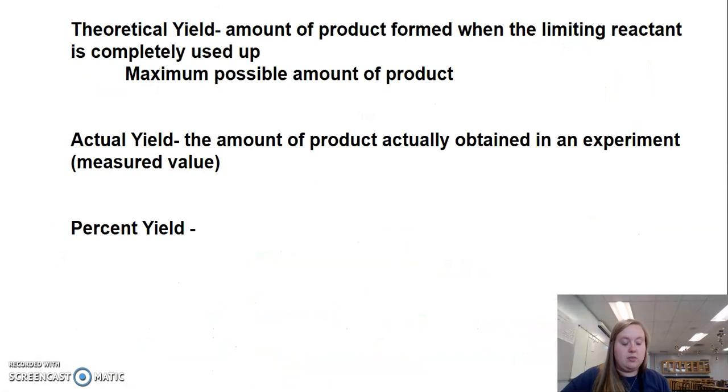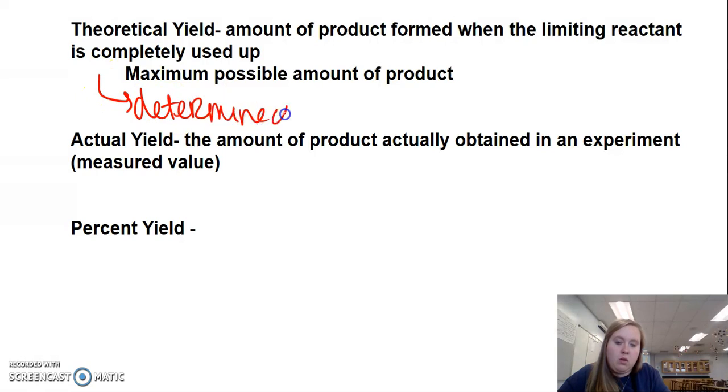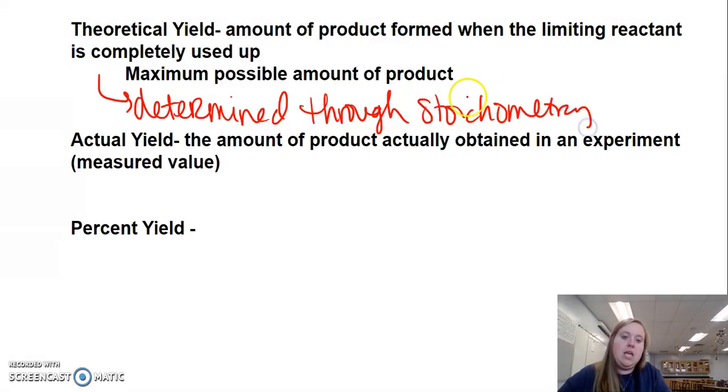And the last thing is just some vocabulary that you need to be aware of. The theoretical yield is the amount of product that forms when the limiting reactant is completely used up. It's the maximum possible amount of product that can be formed. It is determined through stoichiometry. And the other type of yield is the actual yield. The actual yield is the amount of product that is actually obtained in an experiment. It's also a measured value, and the only way to find this is through experimentation.